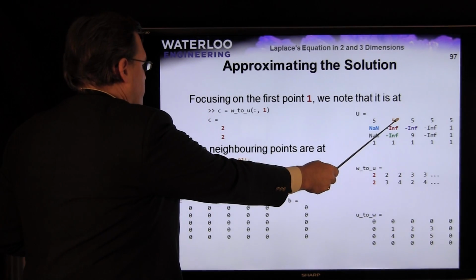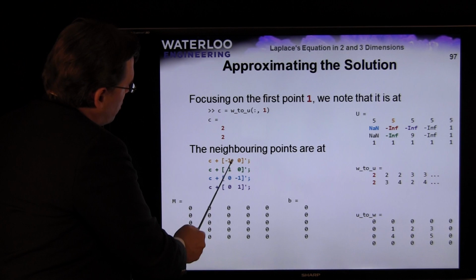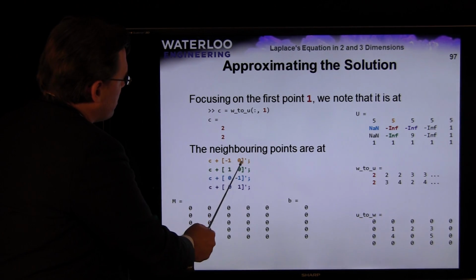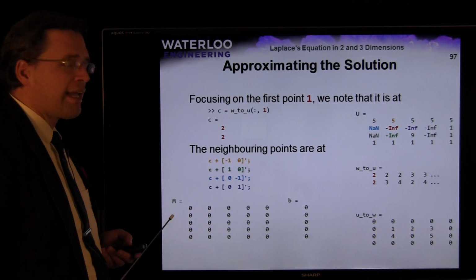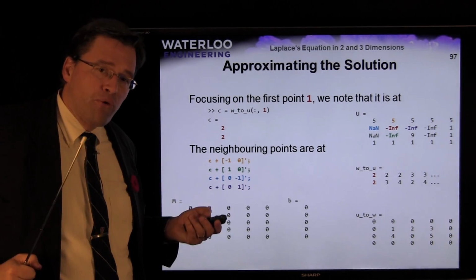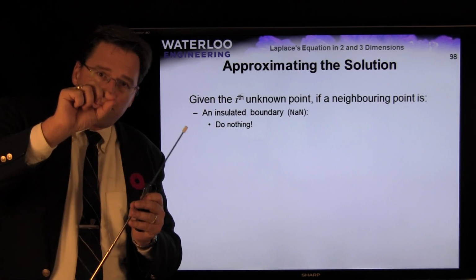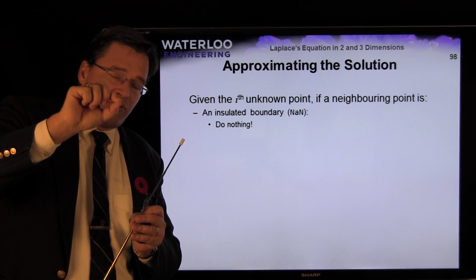So 5 is this point here. And so notice I'm just adding or subtracting a vector of either 1 or -1 and 0 in each case. That allows me to find my 4 neighboring points. Now, I've got my point. I know where it's the first point.